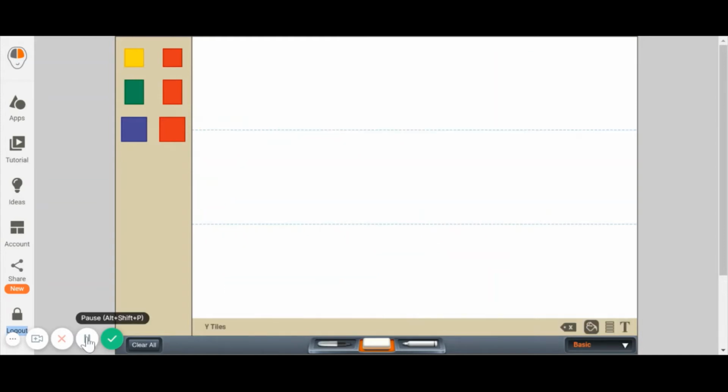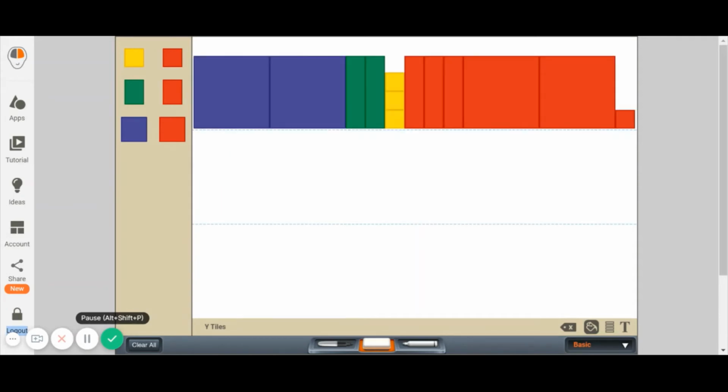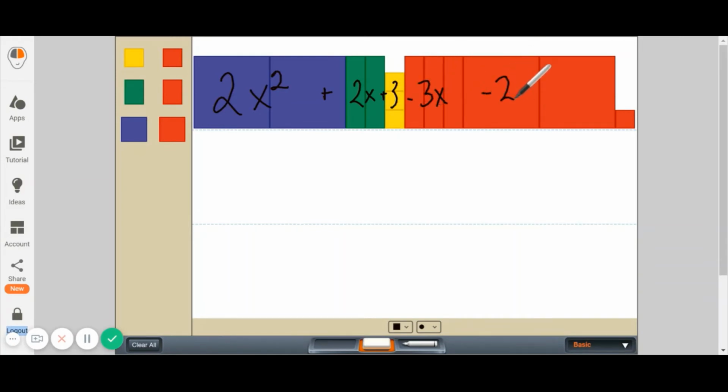Now, the big idea of simplifying expressions is to take a long expression like the one we just saw and condense it down to its simplest form. So let me show you another example and what we might expect students to do. Starting with a model that looks like this, we can identify this expression as 2x squared plus 2x plus 3 minus 3x minus 2x squared minus 1.